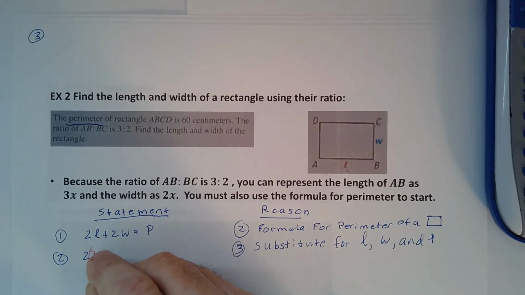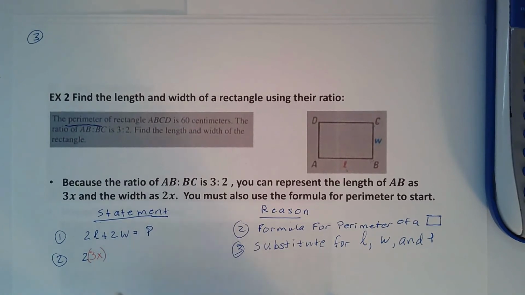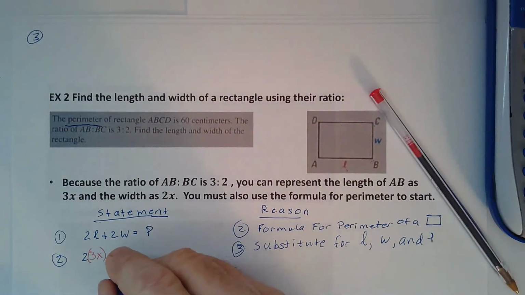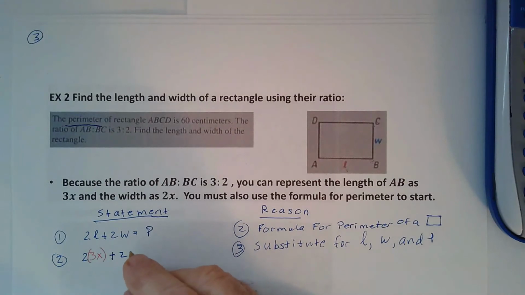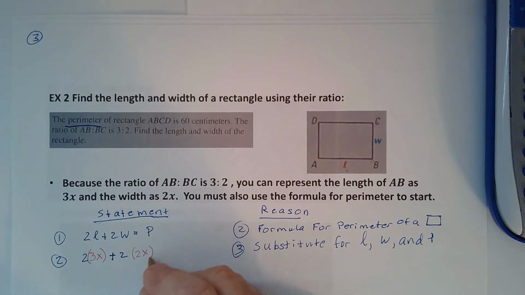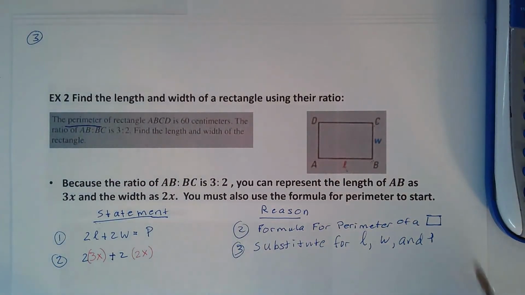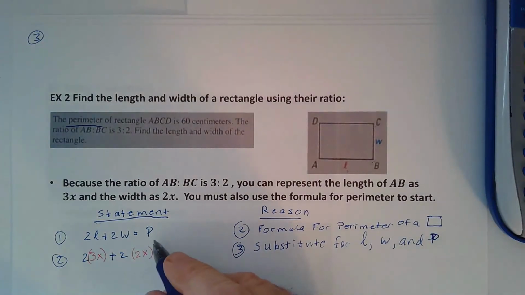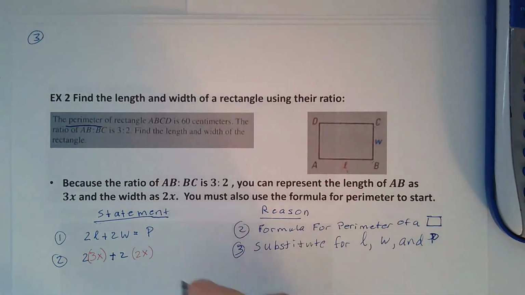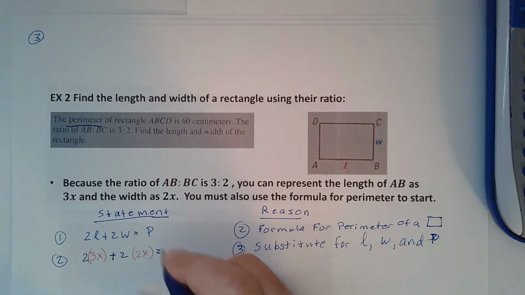times 3x, x being an unknown variable because we don't really know the length. We just know that there's a ratio between the two lengths and widths. So plus, let's use blue, 2 times the width, which is 2x. Okay. And then P here. What is P? Well, they tell you this up here. It's 60 centimeters. So that equals 60.